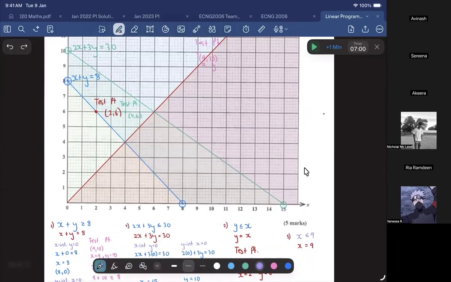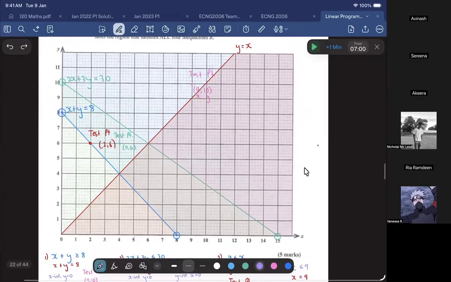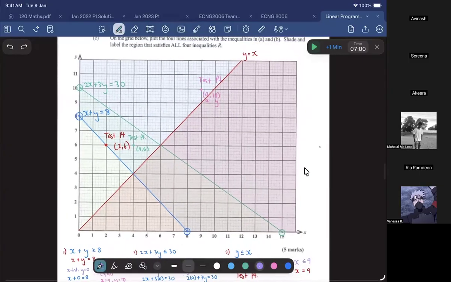Hopefully, you see that linear programming is really not that hard. It's not that deep. It looks scary, but it isn't scary.